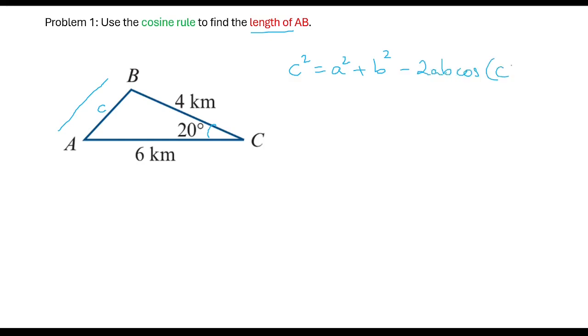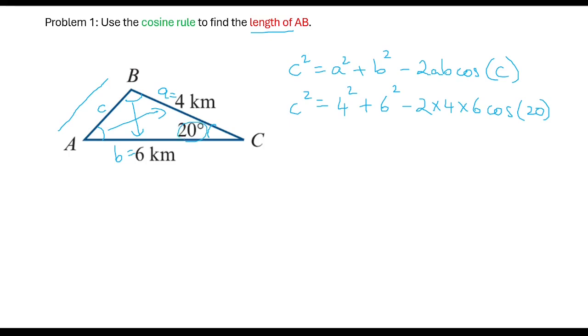So c squared equals, this is our angle A, so this is the side opposite A. This is our angle B, so this is the side b, which is opposite that. So c squared is going to be 4 squared plus 6 squared minus 2 times 4 times 6 cos of 20 degrees, as that's our angle C. Let's simplify this.